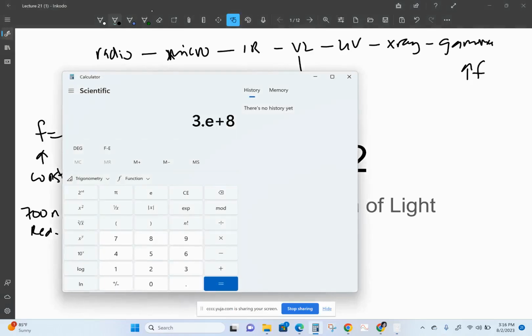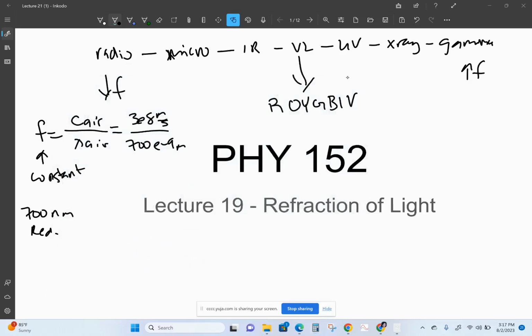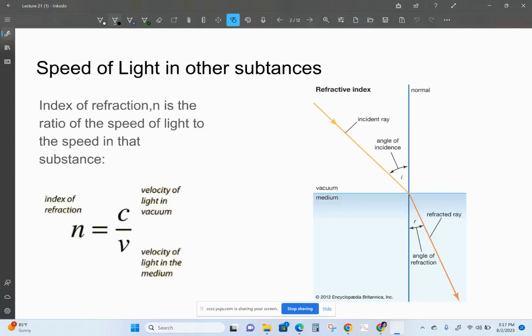3e to the 8th divided by 700e to the negative 9 is going to be 4.29e to the 14th hertz. And so that frequency, whether it goes into water or diamond, will be the same. But what does change is the speed.